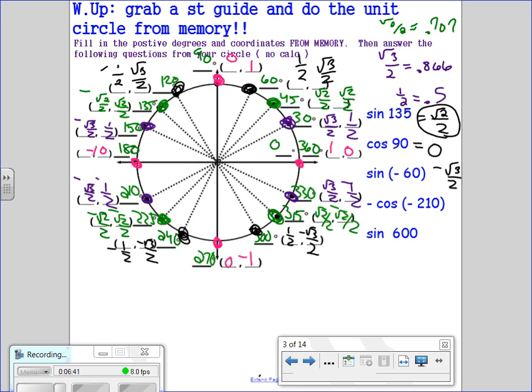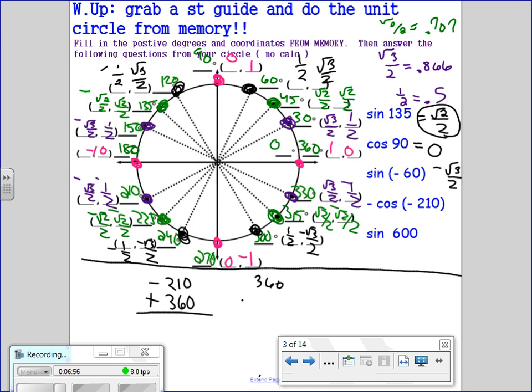Negative 210. We can either figure out how to spin negative 210 degrees, or we can just add a 360. That's probably what I would do. If you add 360 to negative 210, it's the same exact thing as 360 minus 210. So it's 150. That's probably going to be a little bit easier. So let's change this to 150.